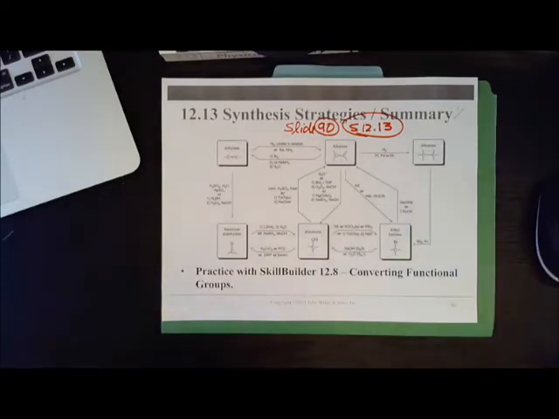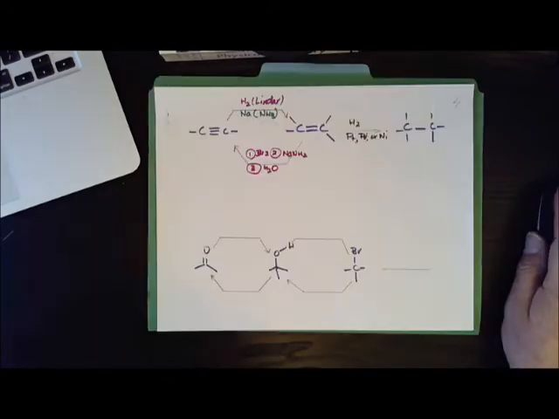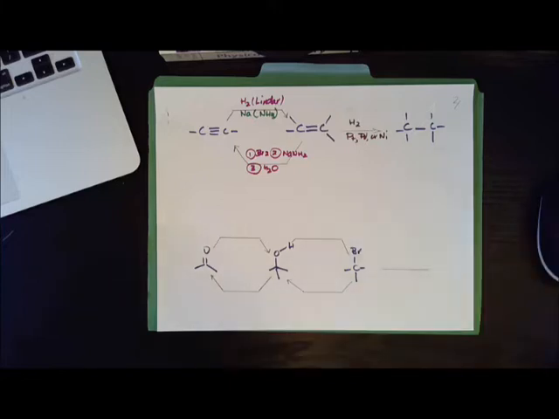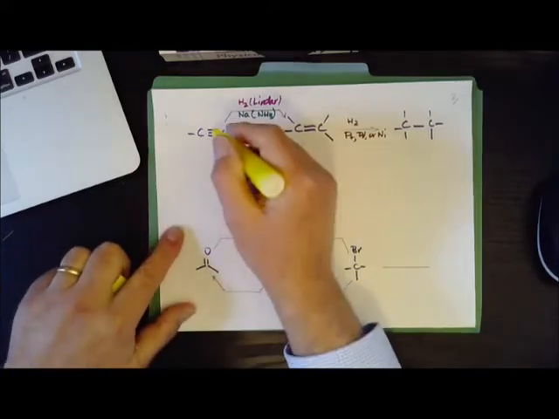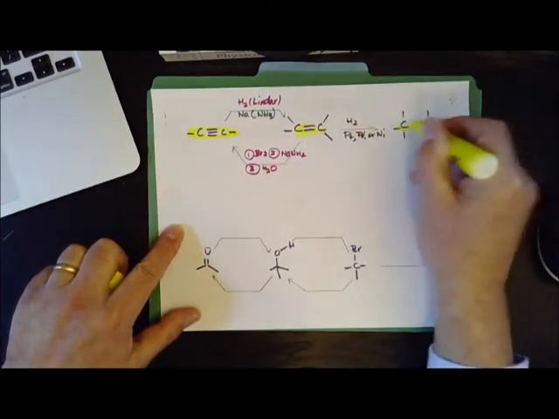I really like this table, table 12.13. It has a lot of information on it, so I'd like to break it down into maybe smaller pieces. Let's start with the top. So if I look at the top, what do we see? We see basically alkyne, and then we see alkene. So we have alkyne, alkene, and alkane.